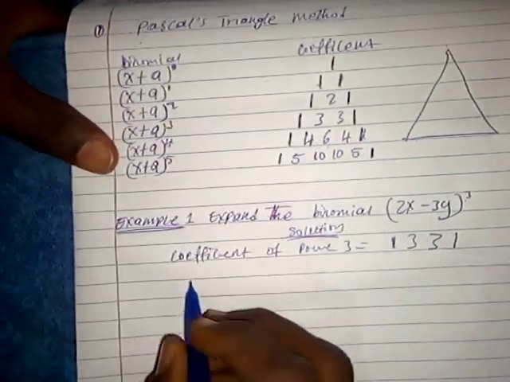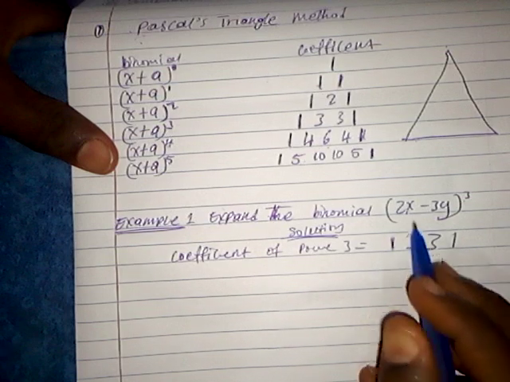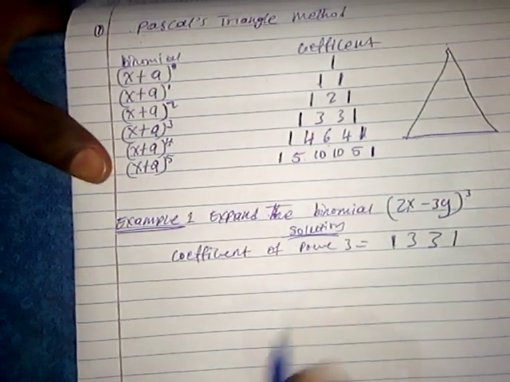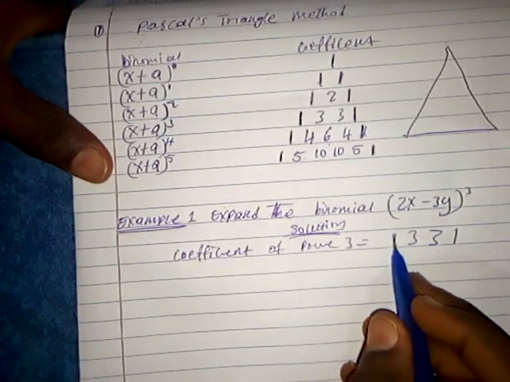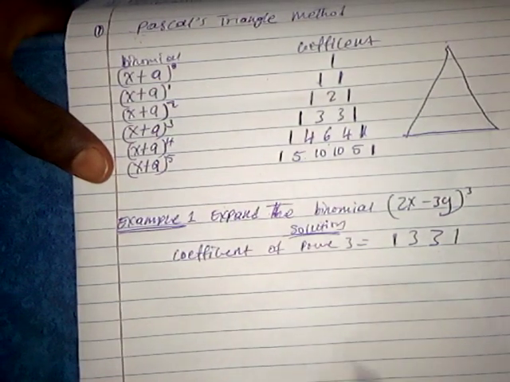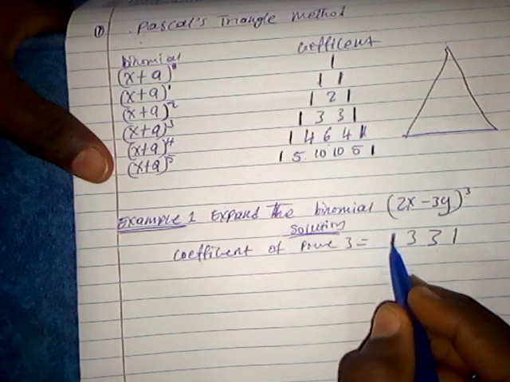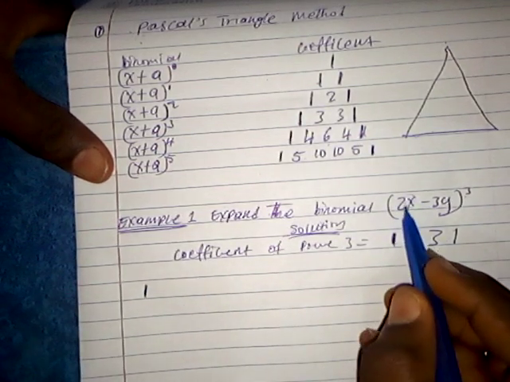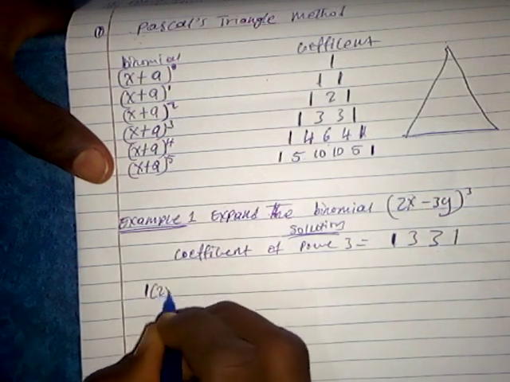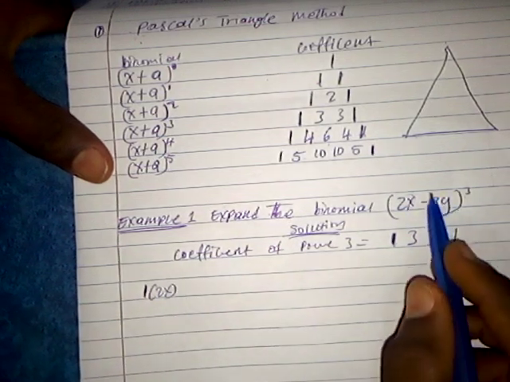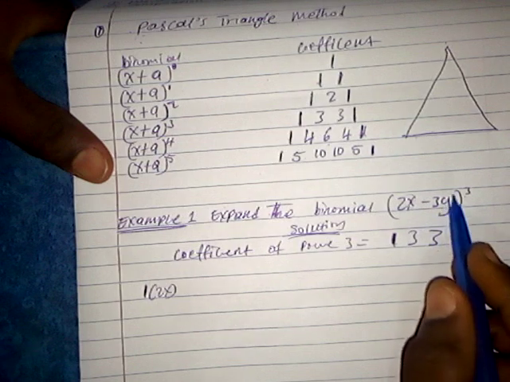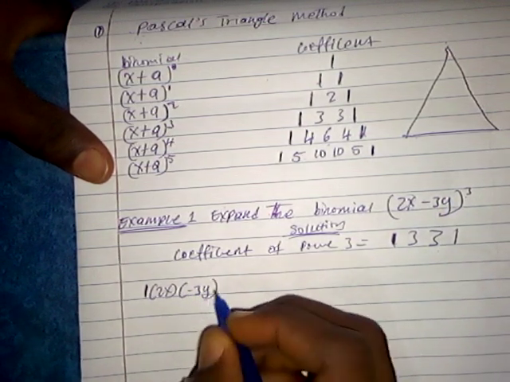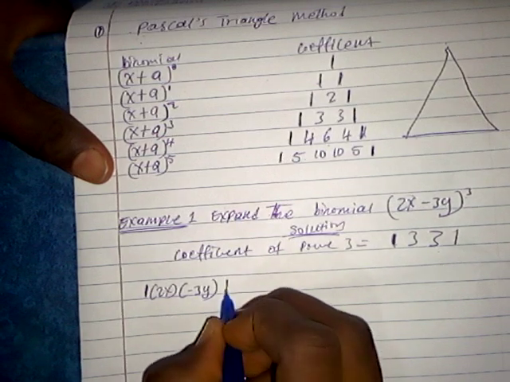We proceed. Now we are going to take these coefficients and multiply them with the first term and as well the second term. See. Now we first take the coefficient of power 1, right? 1 multiplied by the first term. What is the first term? It is 2x. Bracket 2x. We multiply it with the second term with its power, which is minus 3y. Bracket minus 3y. You see? Plus, we put a plus sign.